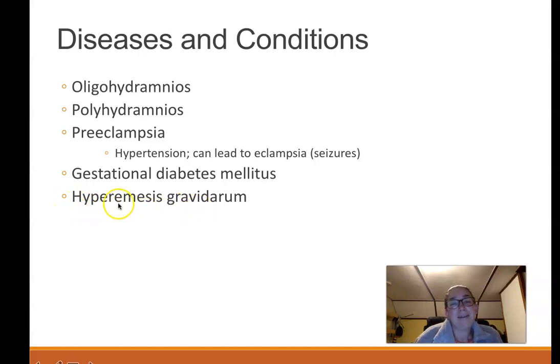Hyperemesis gravidarum. Hyperemesis means excessive vomiting, and gravidarum, gravida, means pregnant. So this is like a really severe morning sickness. So not just like, oh, you feel nauseous or maybe you throw up once a day. This is like you can't keep anything down. You become severely dehydrated and need to be hospitalized.